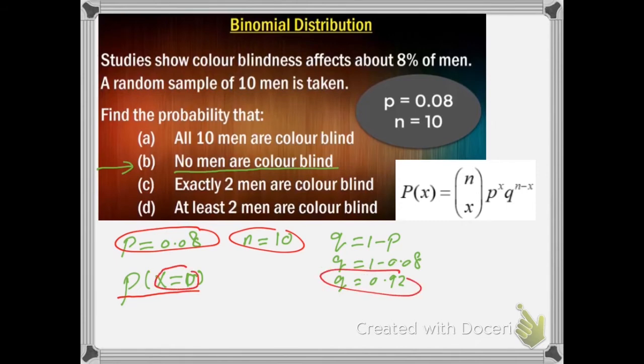Then to compute this probability, you should take all of those details and substitute inside this formula. Then let's do that together. The probability of x equals 0 equals the combination n. What is the value of n? We know it, n equals 10. Down here I have x equal to 0.